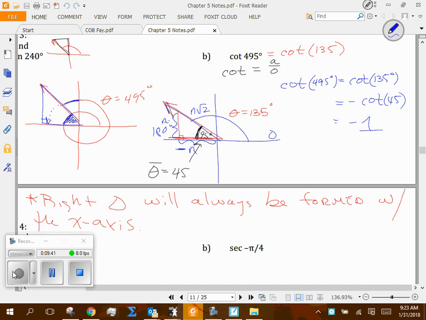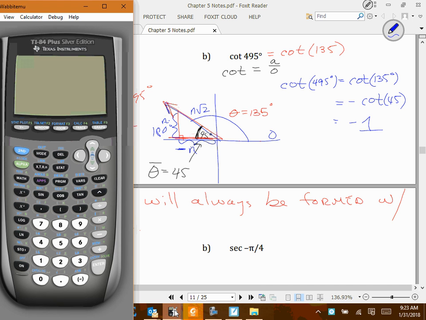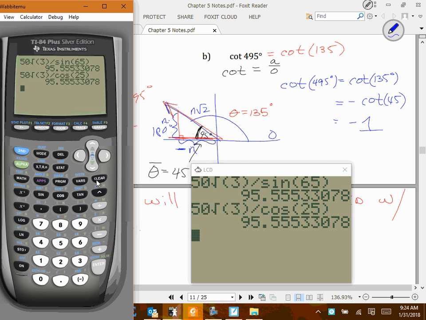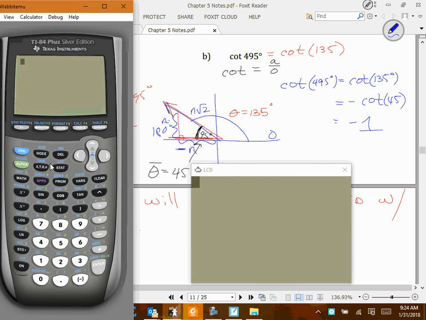Okay? Now, your calculator doesn't have a cotangent key on it, right? So if I do want to figure this out, make sure you're in the right mode. What mode do I need to be in here? Degrees. Okay, so I'm going to go cotangent, which is going to be 1 divided by tangent, right? That's how we've got to type it in. Type in 495, gives me that number, right?